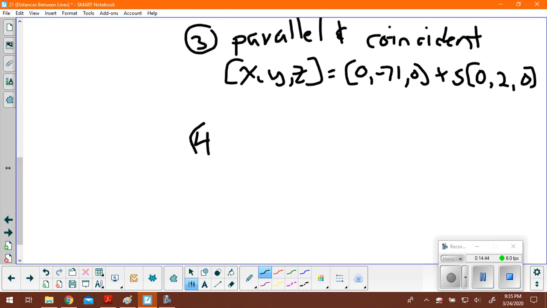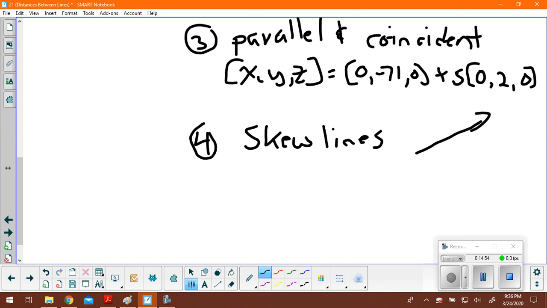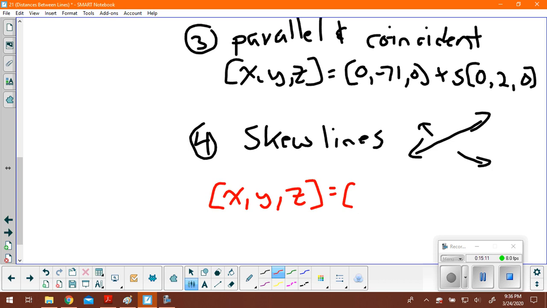Okay, fourth case, skew lines. Okay, so they do not go in the same direction, but they don't cross each other either. One of them kind of passes over the other line. I'm going to have to be a little bit careful here. So I have to make a point that's definitely not on the y-axis, and I need a direction vector that's not going to put me on the y-axis.